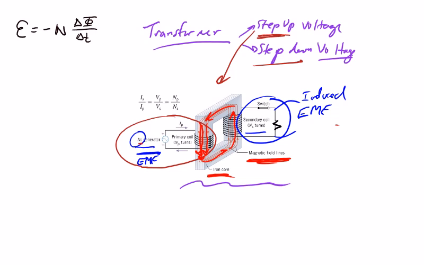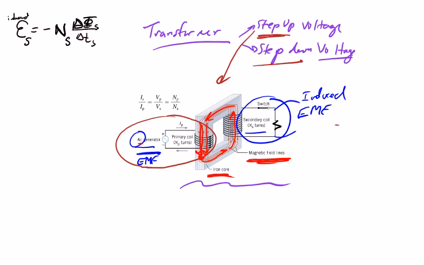So I'm going to come back to my equation up here. And so we know that the induced EMF up here is due to Faraday's law, and it's negative N times the change in the magnetic flux over time. Now, the induced EMF would be the stuff across our secondary coil, and this would be the N for the secondary coil, and then the change in magnetic flux through the secondary coil in a certain amount of time.